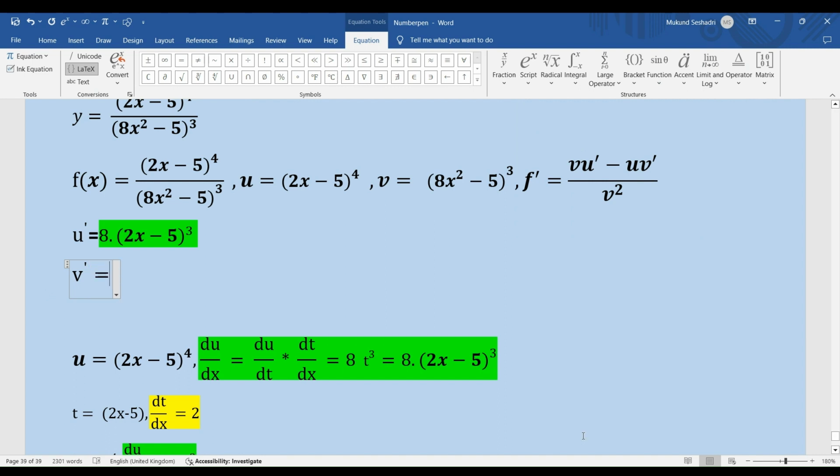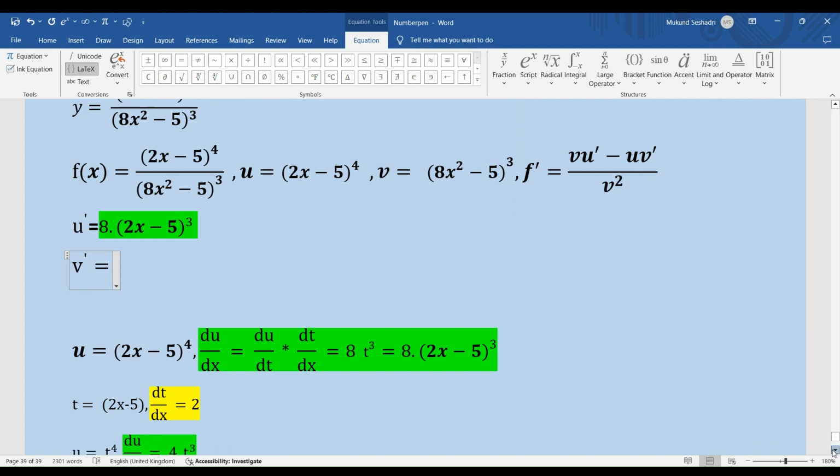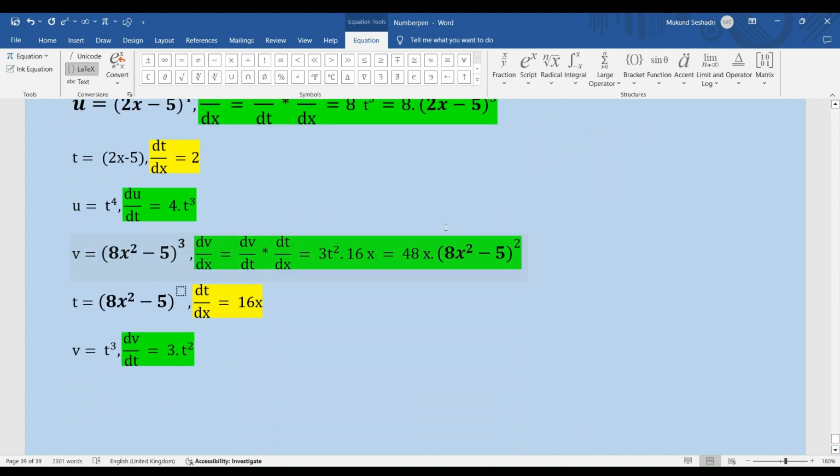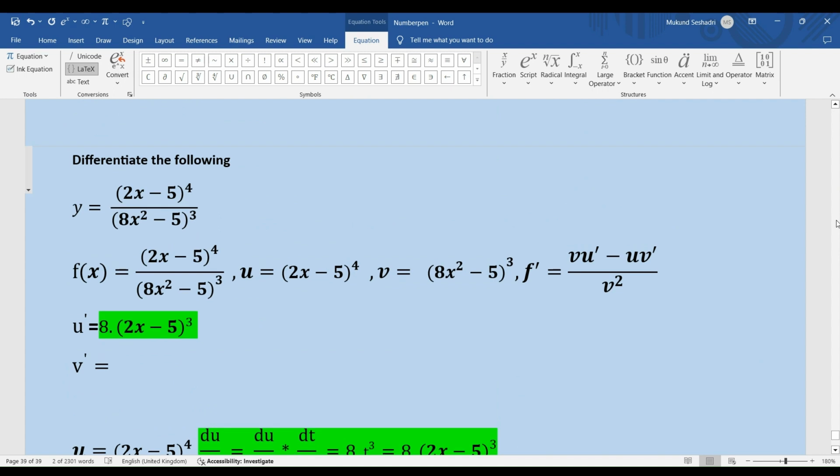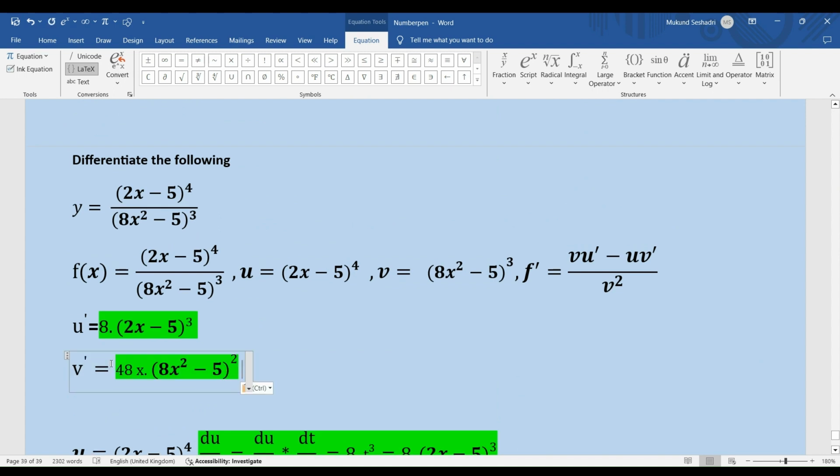My v dash is, I go to my earlier step. My v dash is nothing but 48x into 8x square minus 5, right? So this is what I have. So I have my u dashed, I have my v dashed, and then we have our u and v, and our final answer is nothing but a substitution of u, v, u dashed, and v dashed into the expression f dashed, which is what I'm going to do in my subsequent steps.